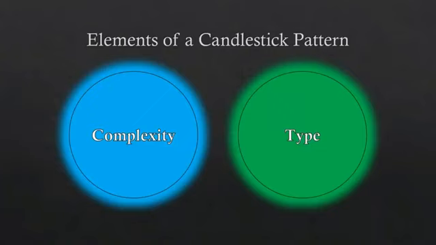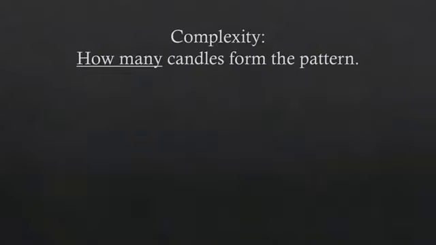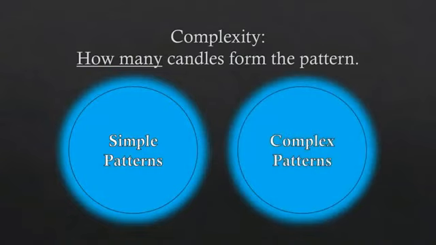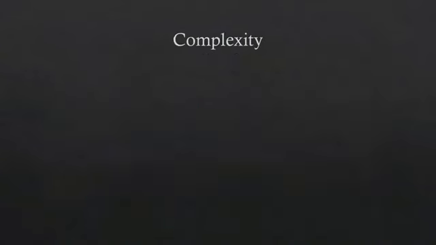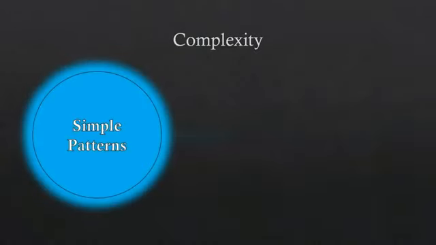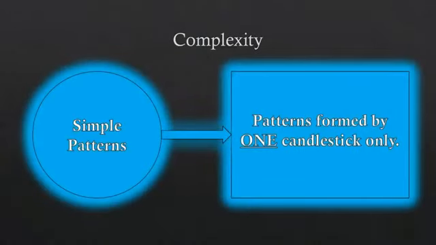Complexity of a candlestick pattern refers to how many candlesticks compose the pattern. There are two levels of complexity: simple patterns and complex patterns. Let's see what these two classifications mean. A pattern can be simple, which is when the pattern is formed by only one candlestick. In other words, the shape of only one candlestick will give a signal about what the market is going to do. A pattern can also be complex, which is when the pattern is formed by two or more candlesticks.